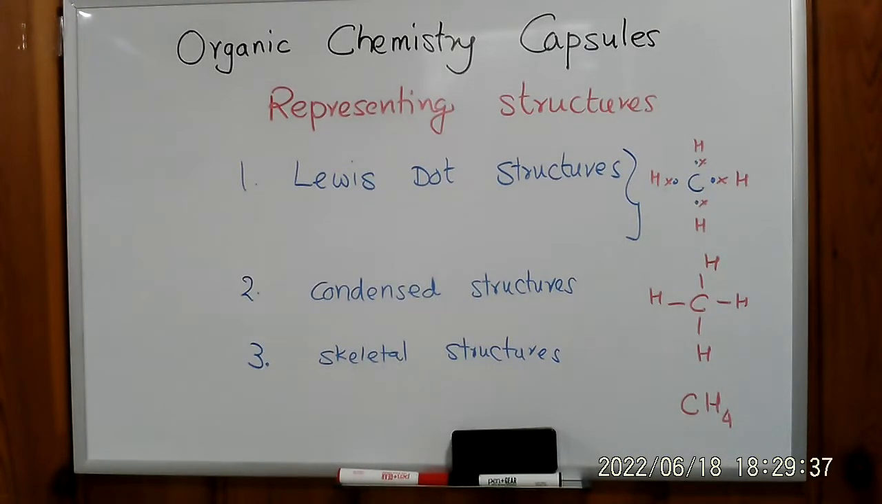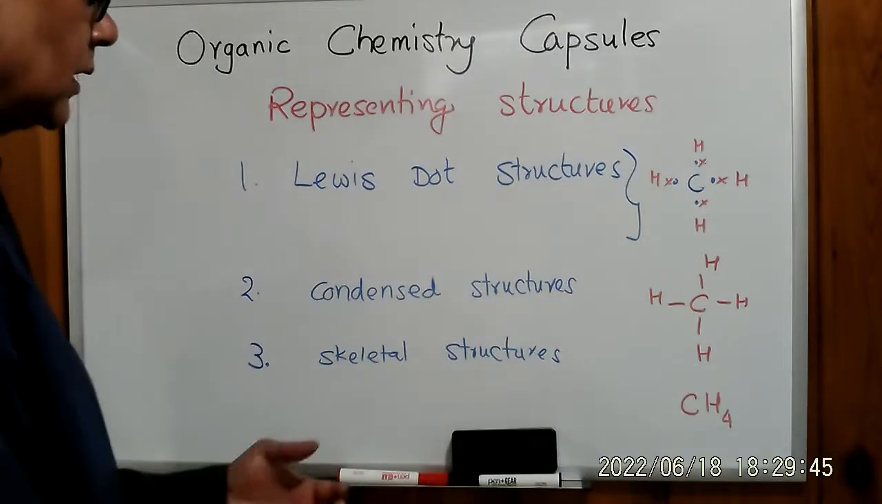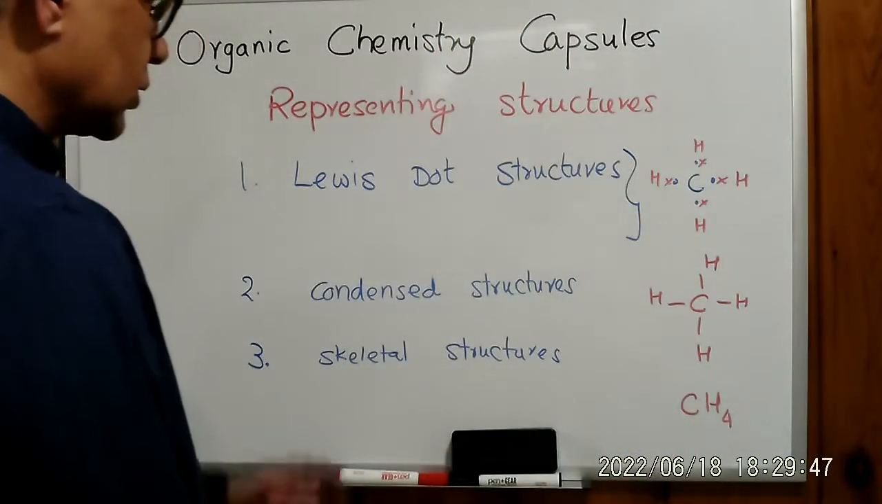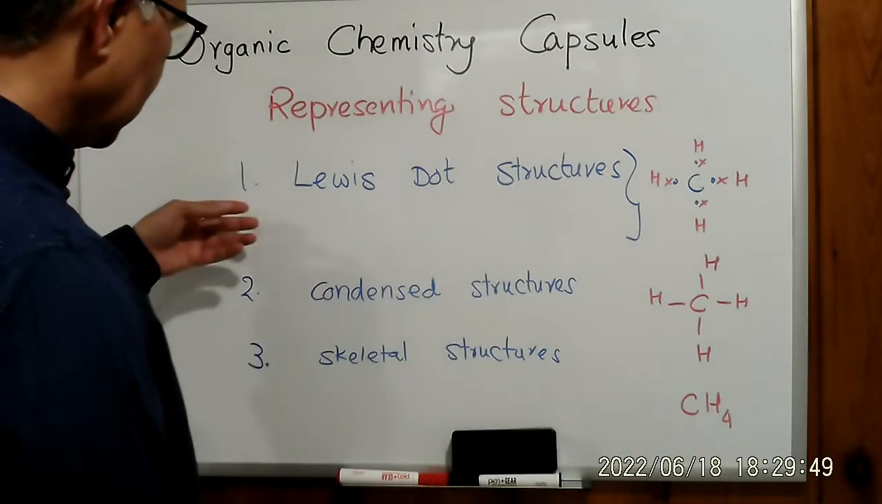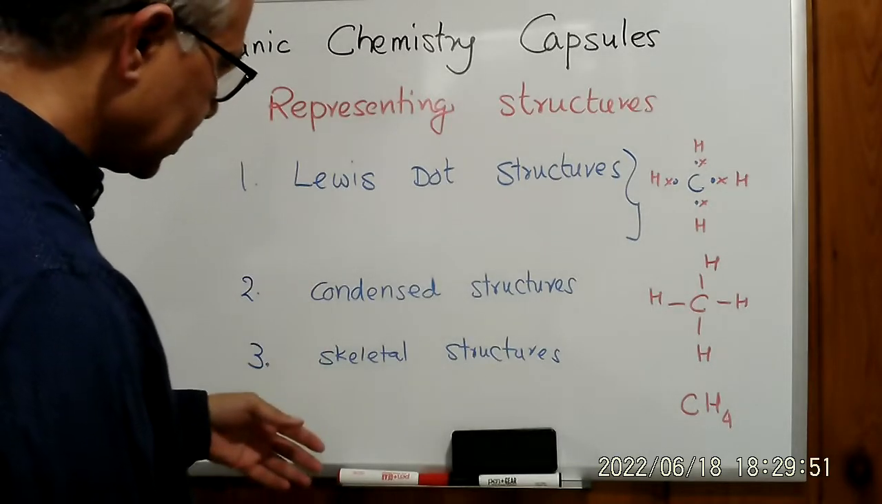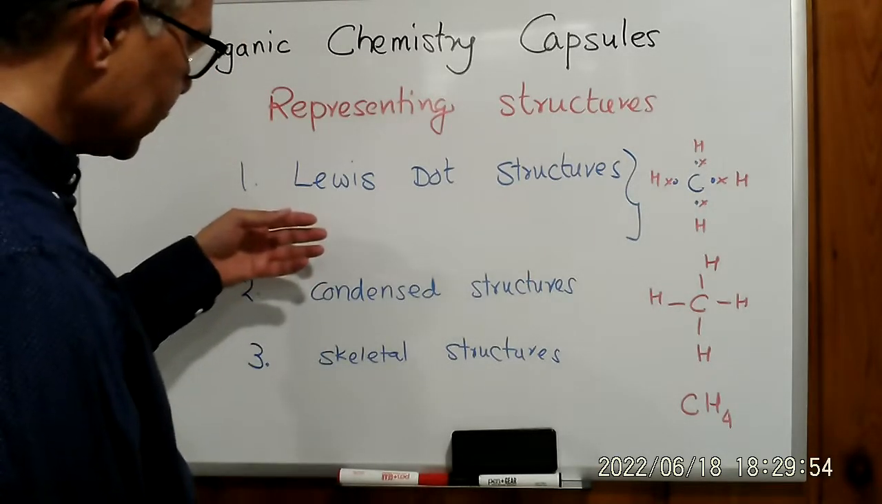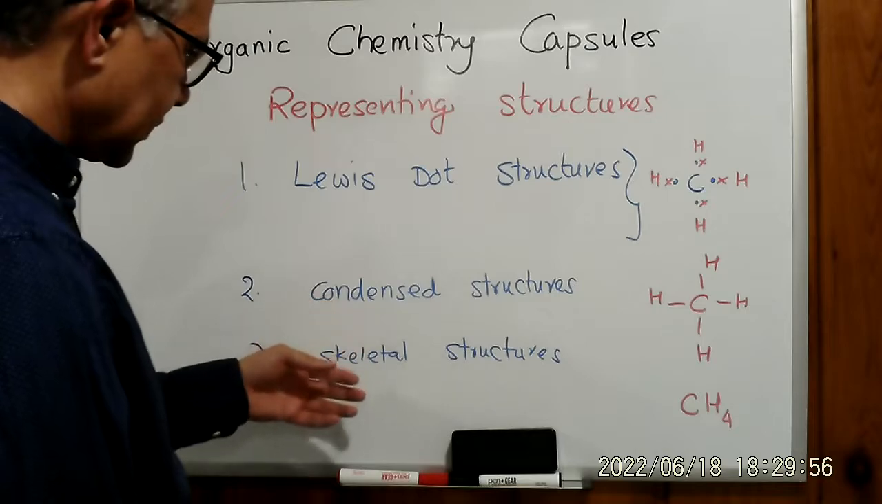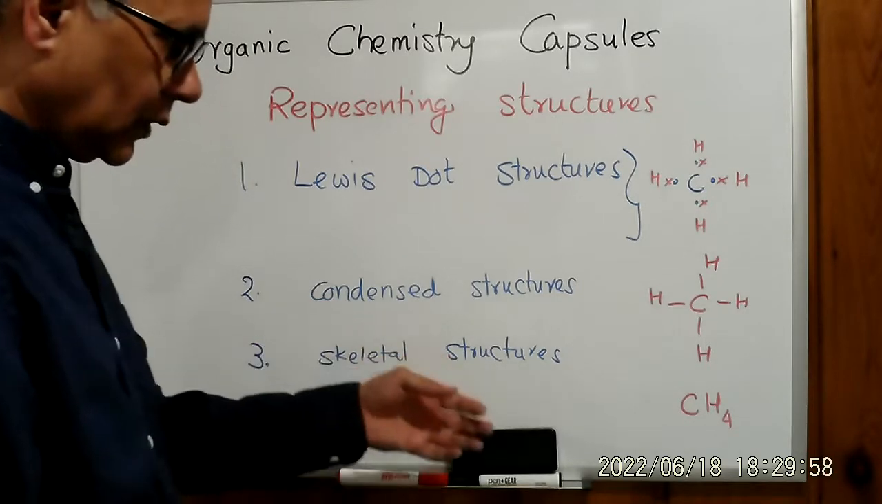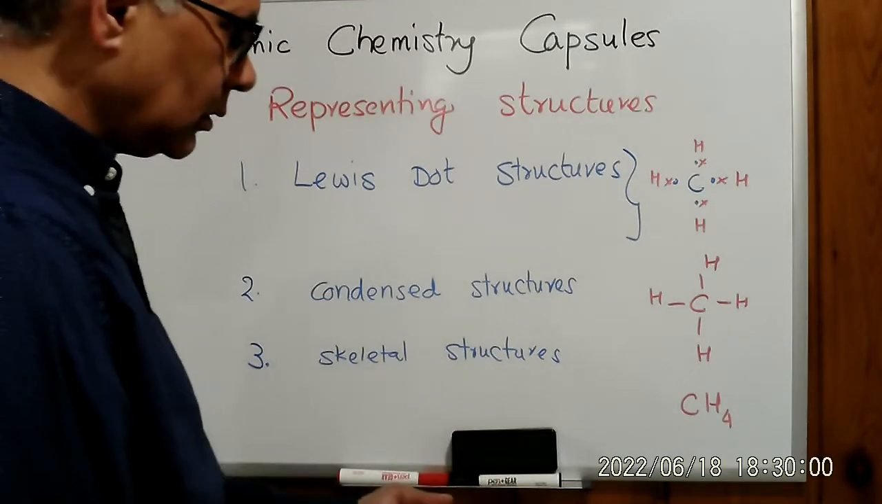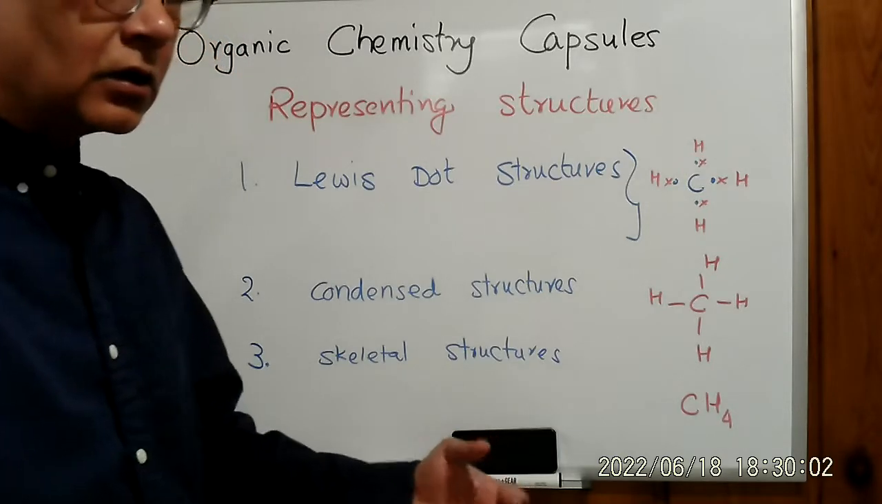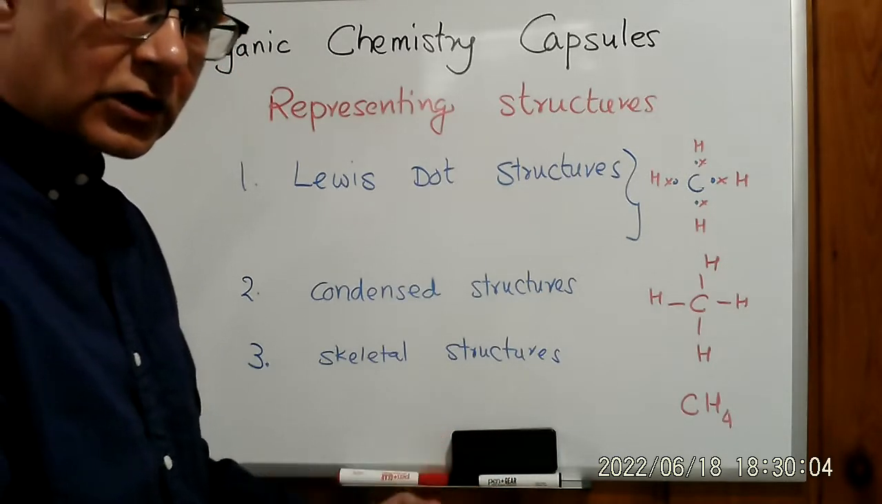So in this capsule, we'll look at representing organic molecules. We'll take a step higher than the loose dot structures. So there are three levels of drawing structures. As we go from loose dot structures to condensed structures and skeletal structures, we'll be representing the same compound but in simpler forms, that saves us time.